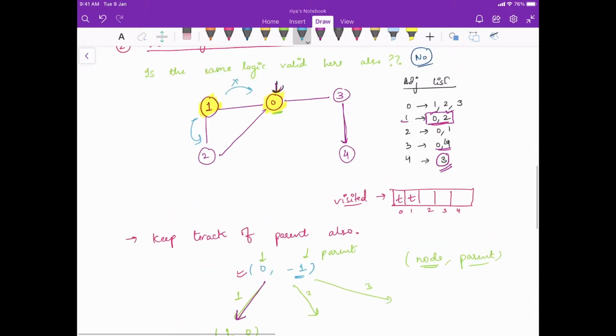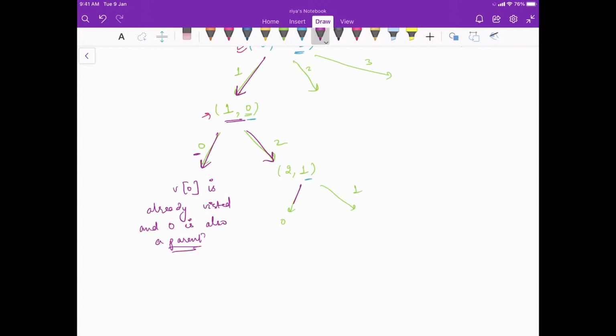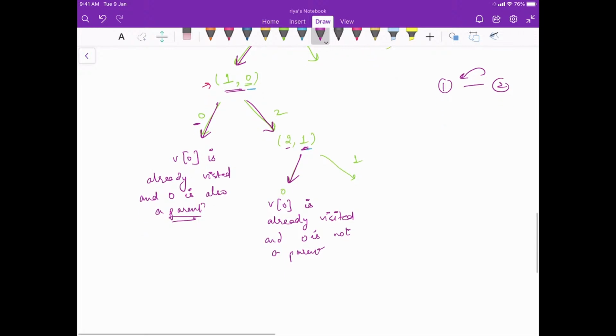So now when we are at 2, I have two options here as well. Either I can go to 0 or I can go to 1. Now what you will see here is when I pick this node first and I go to 0, the observation will be that again V0 is already visited, right? V0 is already visited and 0 is not a parent. So that means we are not in this case that 1 to 2 and 2 to 1, correct? Because we checked initially that the parent for 2 is 1, right? That means we are not coming into this case, and this is a case that the node is already visited and that node is not a parent also.